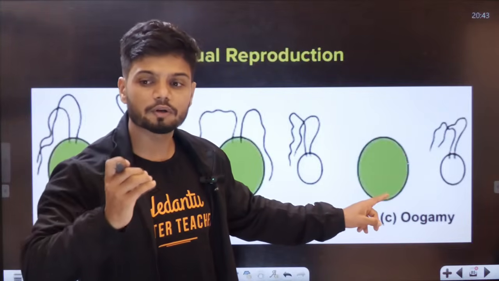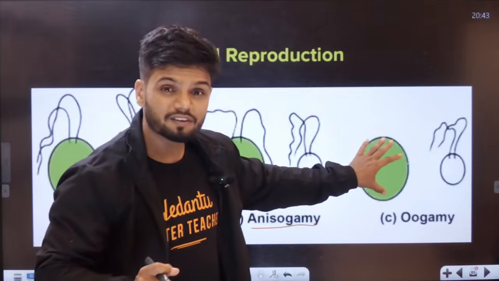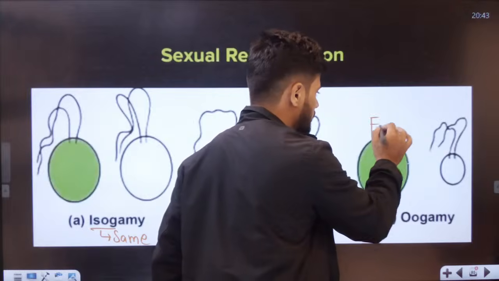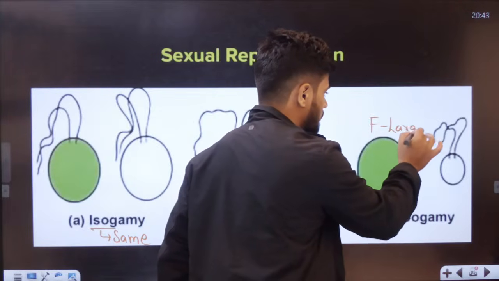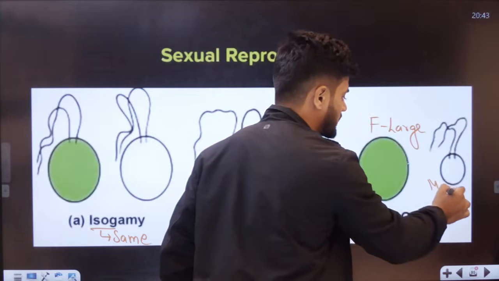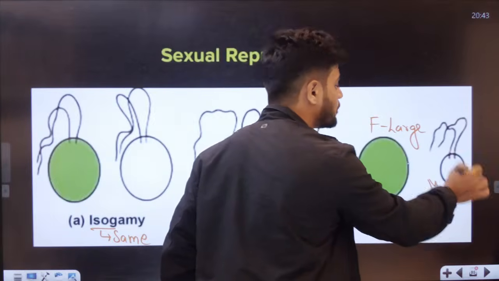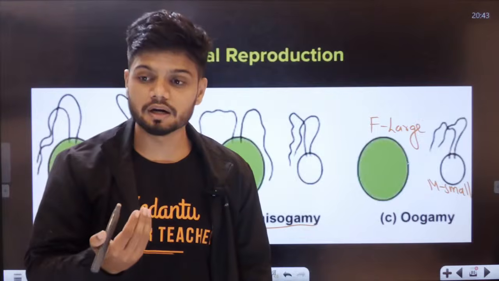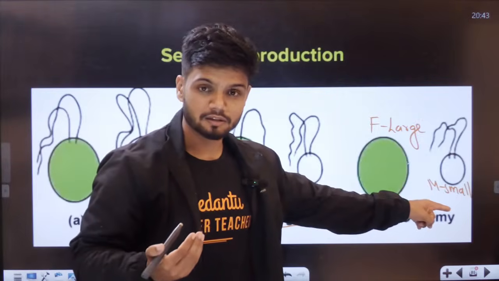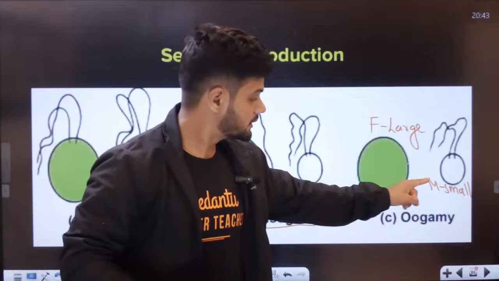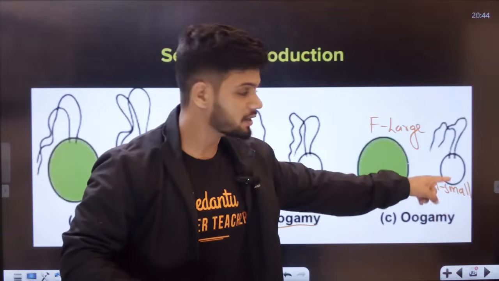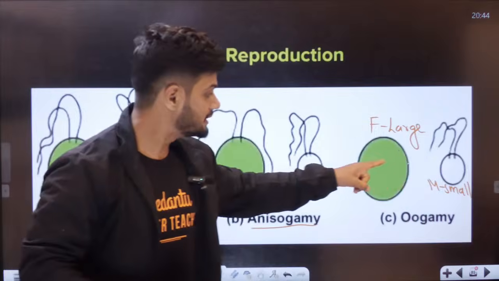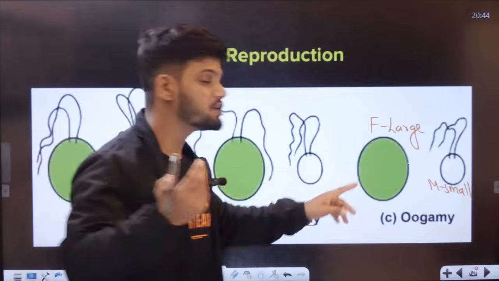But apart from that, here the female gamete is large, and the male gamete is very small. Just like humans. In humans also, the egg is very large and the sperm is very tiny. Now, if you notice here, students, the small gamete, the male, is generally motile. It has flagella. While the female is large and non-motile.